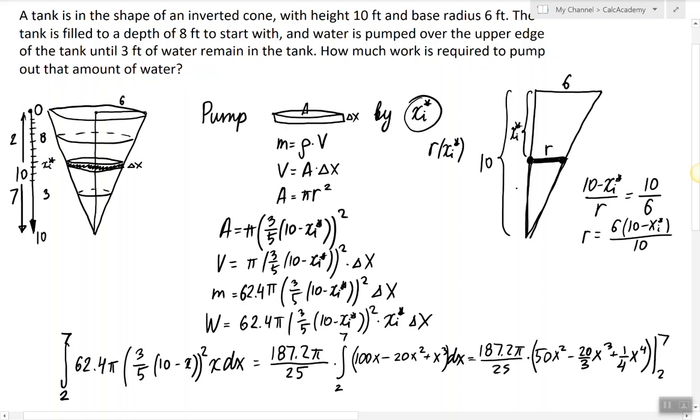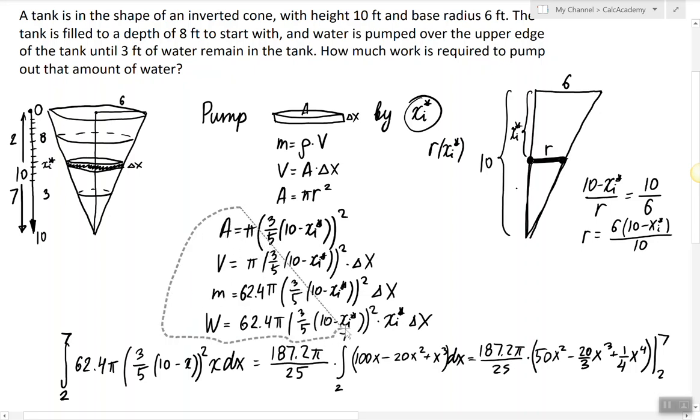Why is it again from 2 to 7? Because the way we set up the coordinate system is the 0 on top, 10 at the bottom. So when the water is 8 units high, that corresponds to the x value 2. When the water is 3 units high, that corresponds to the value 7.